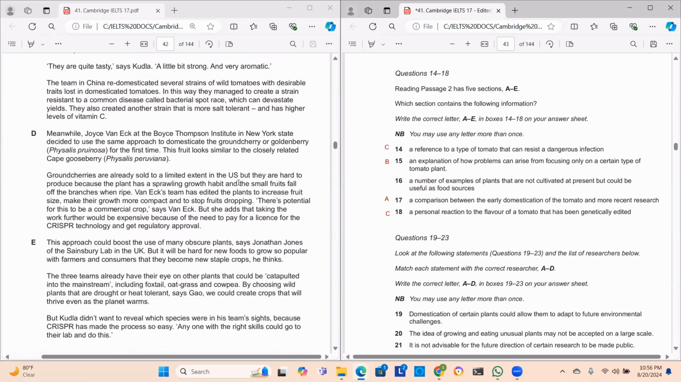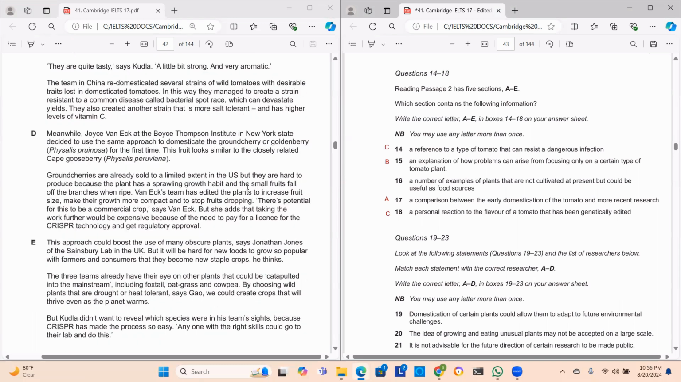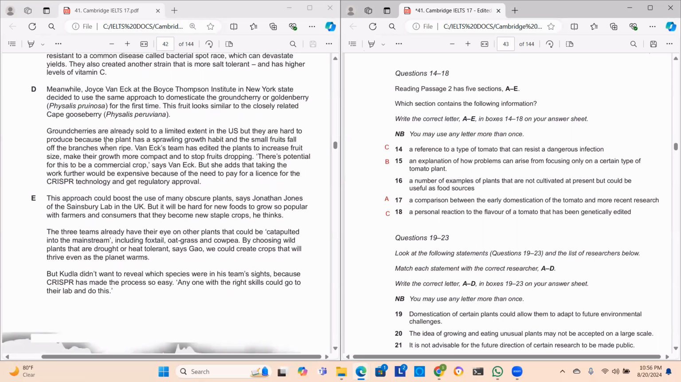Now let's read paragraph D here, okay? Meanwhile, Joyce Van Eyck at the Boyce Thompson Institute in New York State decided to use the same approach to domesticate the ground cherry or golden berry for the first time. This fruit looks similar to the closely related Cape gooseberry. The ground cherries are already sold to a limited extent in the US, but they are hard to produce because the plant has a sprawling growth habit and the small fruits fall off the branches when ripe. Van Eyck's team has edited the plants to increase fruit size, make their growth more compact, and to stop fruits dropping. There's potential for this to be a commercial crop, says Van Eyck, but she adds that taking the work further would be expensive because of the need to pay for a license for the CRISPR technology and get regulatory approval.